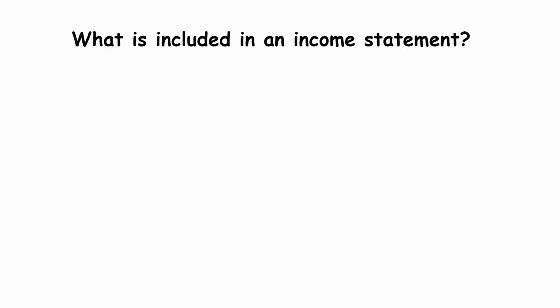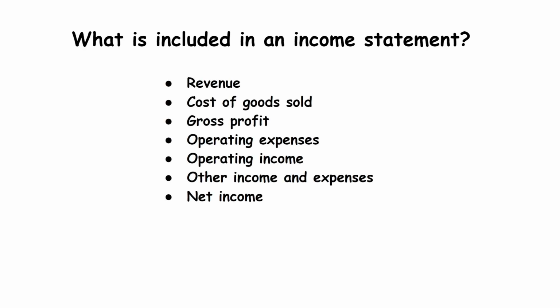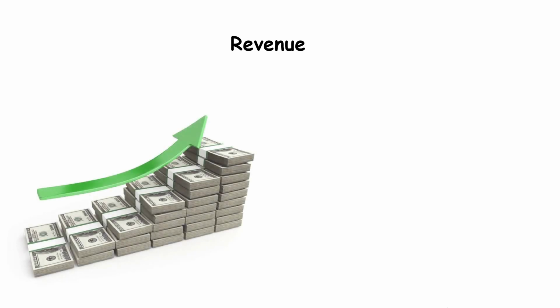There are several key components of an income statement that you should be familiar with. These include revenue, cost of goods sold, gross profit, operating expenses, operating income, other income and expenses, and the net income. The revenue is the total amount of money a company earns from its sales of goods and services during the period covered by the income statement.